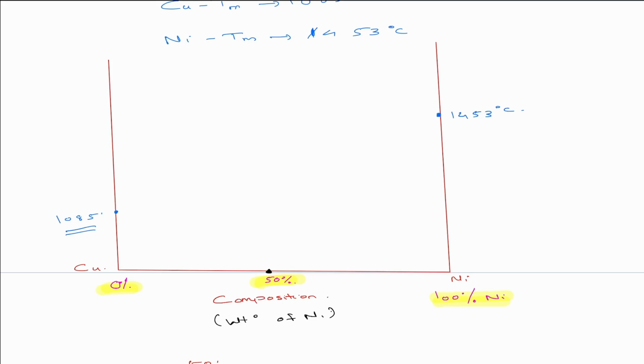That is, 50% nickel and 50% copper. And let us see where the melting range will be. Where will it melt? I'm not doing any experiment, I'm just simply extrapolating the graph.